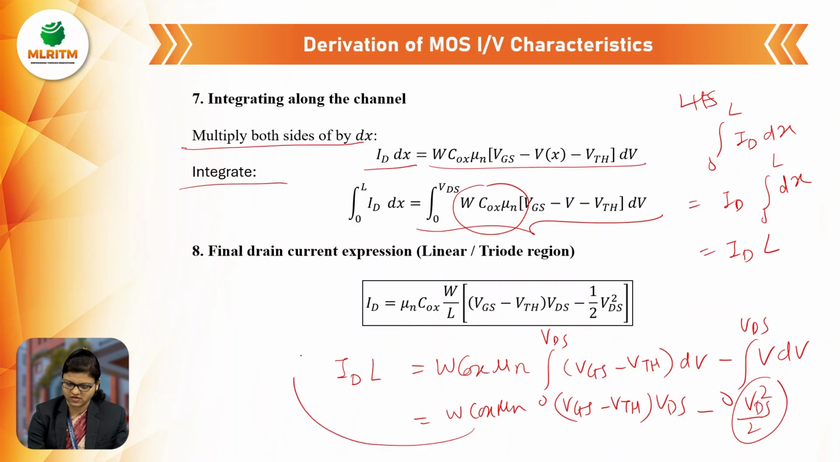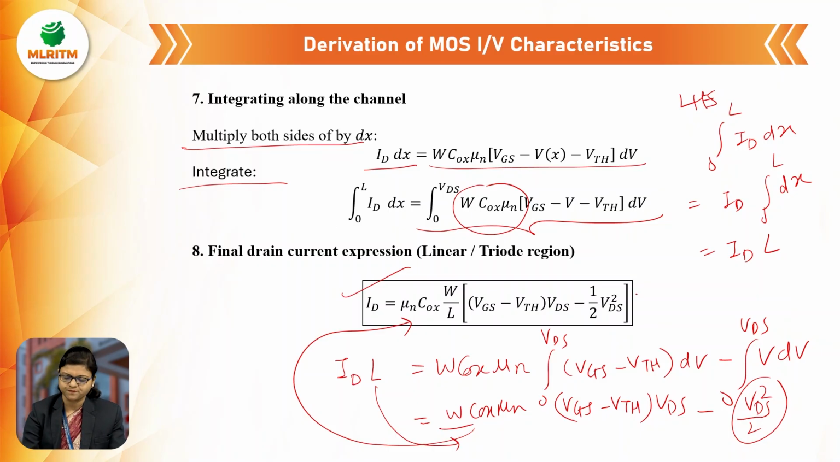So after putting this you'll get mu n Cox. This L we can shift to the right hand side. After rearranging the equation, you will get ID is equal to mu n Cox W by L, VGS minus VTH VDS minus 1 by 2 VDS square. So this is basically the current equation in the linear region, or we can say it is the current equation in the ohmic region or triode region.